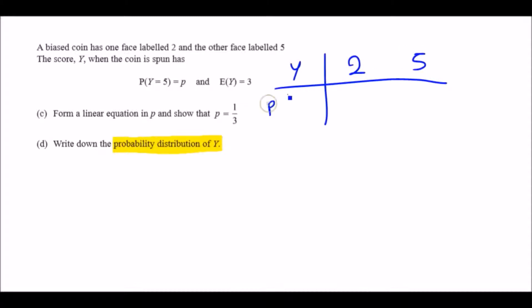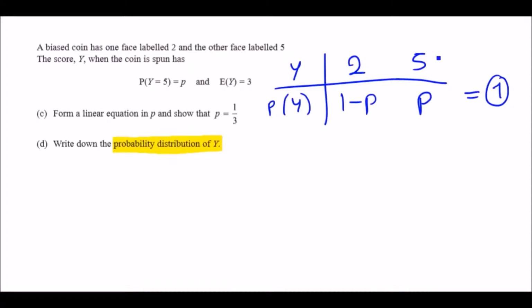Meaning the probability of Y would be, firstly, we know that the probability of getting 5 would be p. That means the probability of getting 2 would be 1 minus p. This is because the sum of these two must always equal 1. The sum of all probabilities must be 1. And to get this right, you have to do 1 minus p.